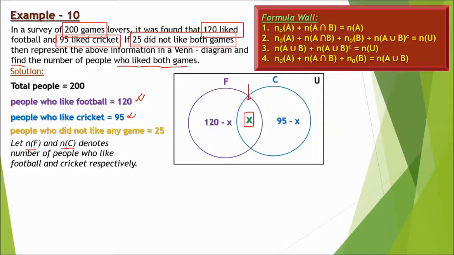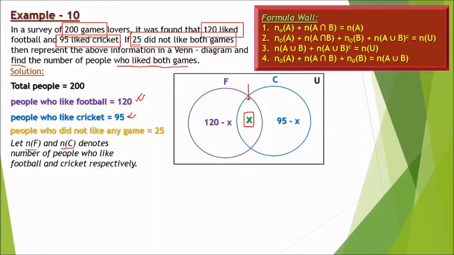In our lifetime we follow more than one sport, not only two. We may be interested in 3, 4, 5, 6, 7 sports also. In our lifetime we may play 2 or 3 sports also. So this x is the common number of people among those who like football and cricket.